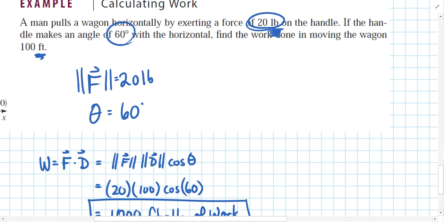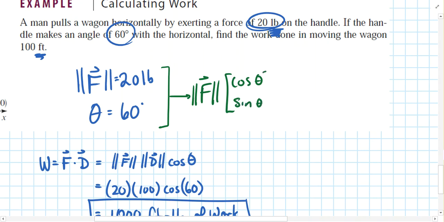Now, alternatively, we could have taken the polar coordinate form of our vector here and turned it into a rectangular coordinate because the magnitude of F times cosine theta and sine theta will also convert this into rectangular form. So if I took 20 times cosine 60, I end up with 10. And if I took 20 times sine 60, I'd end up with 10 times the square root of 3.